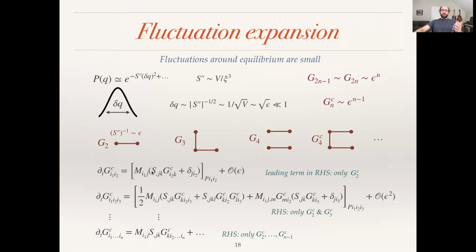Therefore, I obtain a truncation scheme where now for each correlation function on the right-hand side, I only have the lower point correlation functions. For G2 on the right-hand side, I only have G2. For G3, I have G3 and G2 and so on and so forth. So these equations can be solved now iteratively, right?